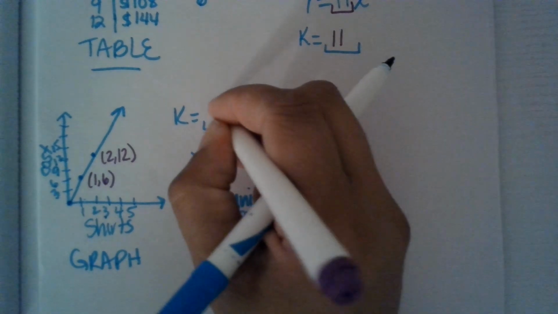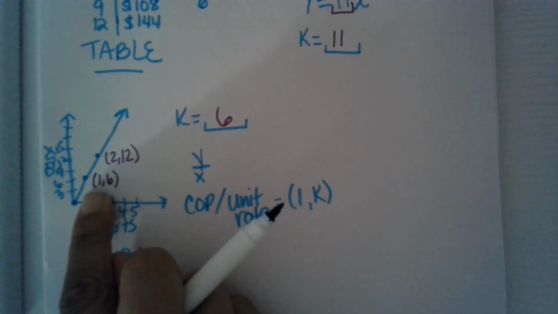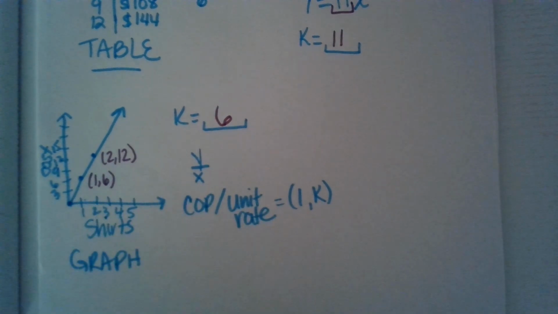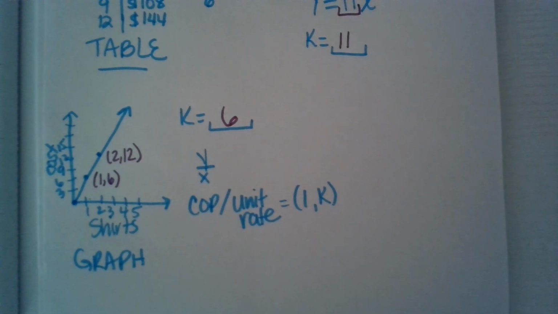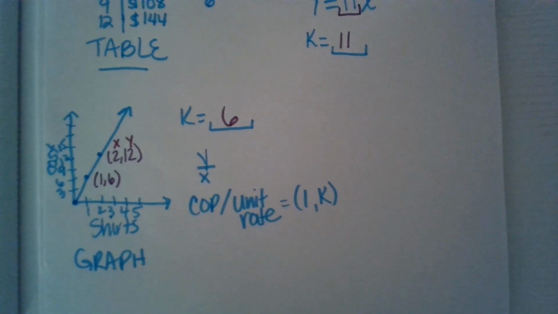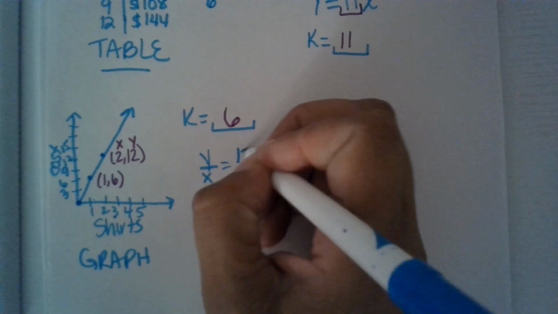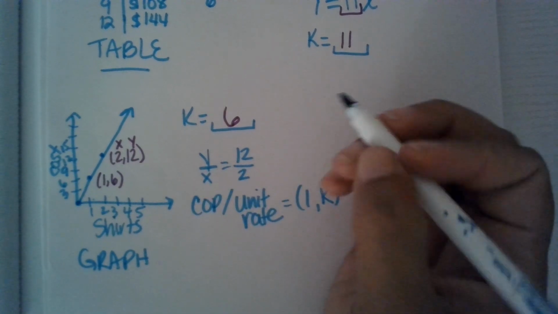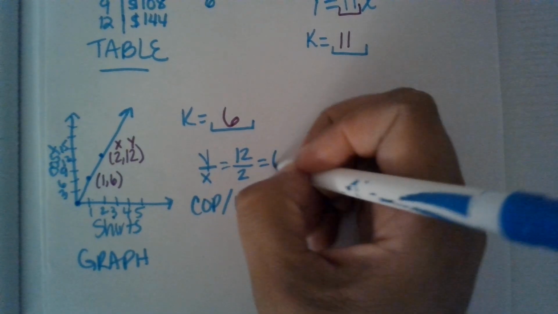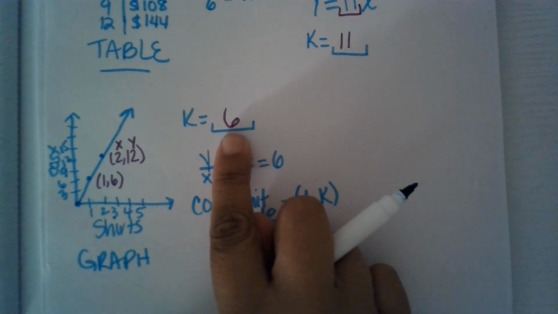So 6 is your magic number. Now, what if I didn't have a perfect unit rate number such as this pair? What if I was given (2, 12)? Sure. This is still x, this is still y. I still need to use y divided by x. So y is 12 and x is 2. You should still get the same value for your magic number.